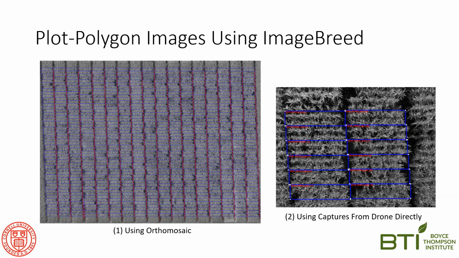There are two different paths you can take to accomplishing this. The first one that we were looking at is if you use an orthomosaic. An orthomosaic can be built using external software like Pix4D or Agisoft. From the captured images, you can create the orthomosaic, which spans the entire field. Or what we're looking at now is to skip the external software and to just use the captures directly.